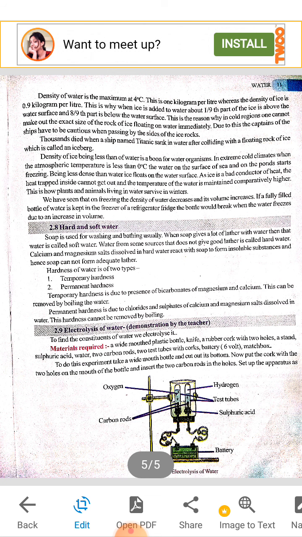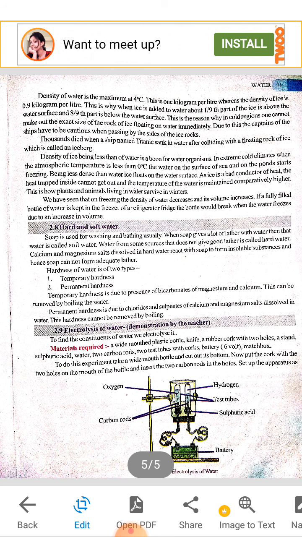Normally in the winter season, ice forms on the surface of the water. But if this had not happened, then the whole water would be frozen. And if the whole water were frozen, how would aquatic animals survive in the winter season?